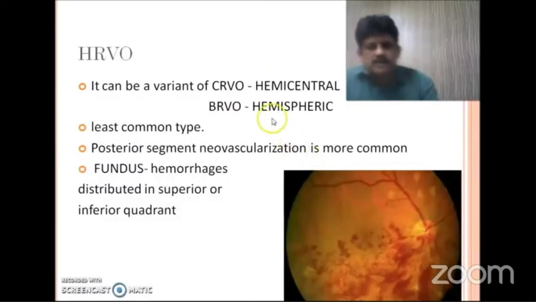Hemiretinal vein occlusion occurs in 2 variants, hemicentral and hemispherical. Hemicentral occurs if the vein divides into 2 trunks before entering the lamina cribrosa, and if one of the divisions of the central vein occludes, either superior or inferior, it's called hemispherical vein occlusion, being the least common. Neovascularization is known to be more common in HRVO than BRVO, but less common than CRVO, hence it needs frequent follow-up.